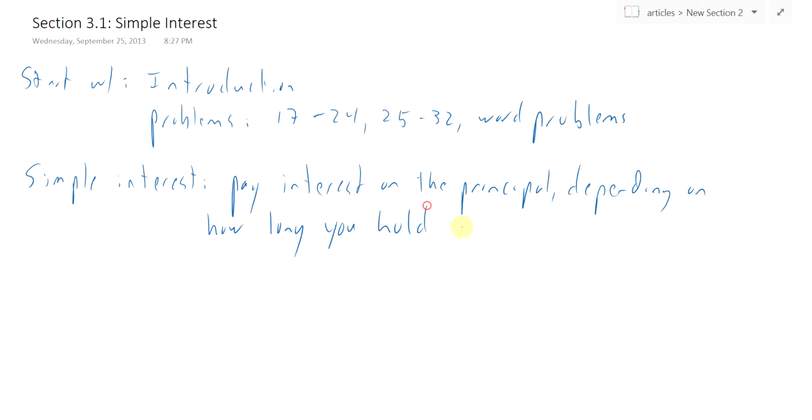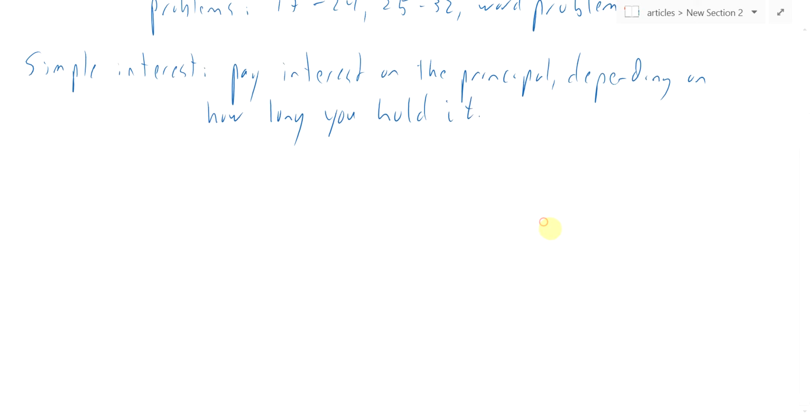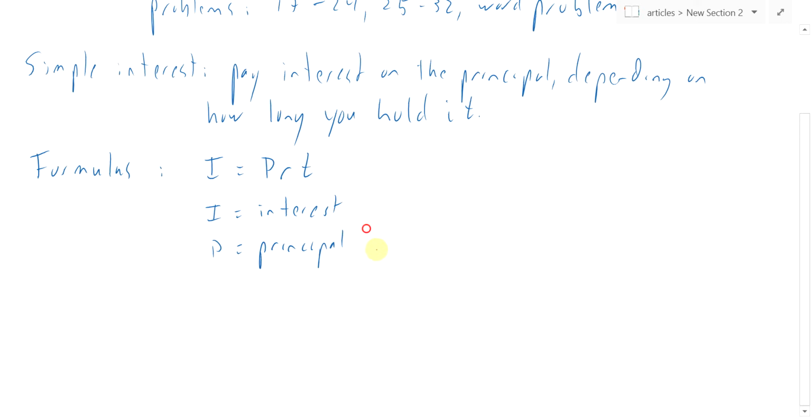And so there are two formulas here in the simple interest section, which is 3.1. The first is for the interest. So if you borrow money, how much interest do you pay? I equals PRT. What are all these letters? I is the interest paid or owed. P is the principal. That's the amount of money that you borrow or is lent. I mean, the bank lends it, you borrow it.